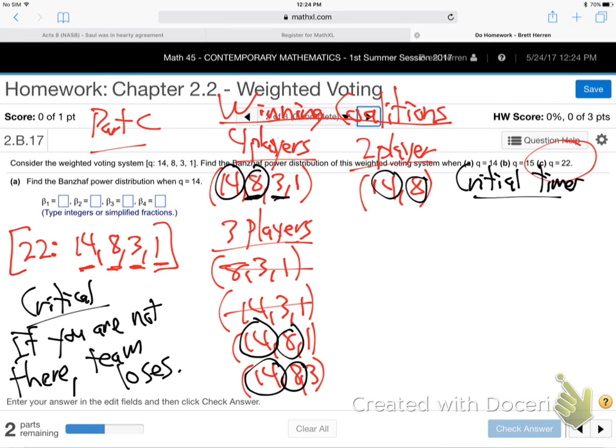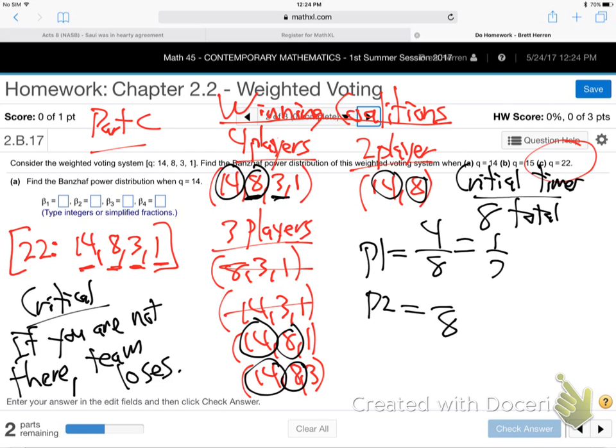1, 2, 3, 4, 5, 6, 7, 8. Looks like 8. 8 total. Yeah, 4 and 4. 8 total. So player 1, player 2. It's going to be out of 8. There's 8 total. At least we'll reduce the fraction afterwards. But at first, it's out of 8. 4 times player 1 was critical. 4 out of 8 reduces to be a half. And 4 out of 8 for player 2 reduces to be a half.